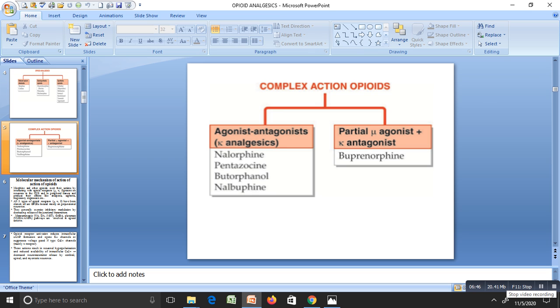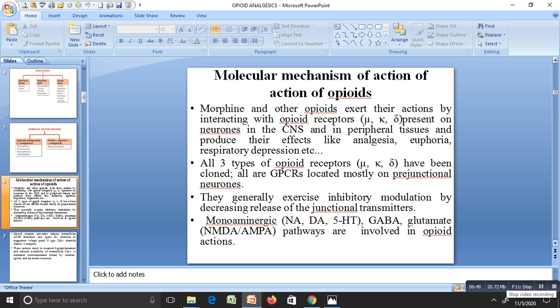Coming next to the molecular mechanism of action of opioids. As I have already explained, morphine and opioids exert their action by interacting with opioid receptors. These opioid receptors are present in the neurons in the CNS and in the peripheral tissues. There are three opioid receptors: mu, kappa, and delta. Morphine and other opioids produce effects like analgesia, euphoria, and respiratory depression.